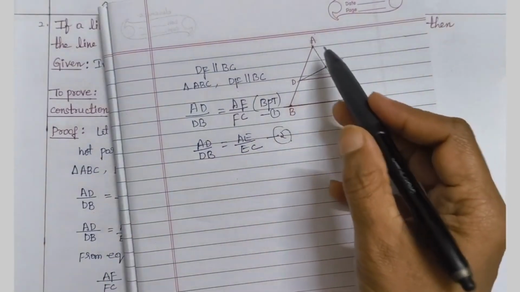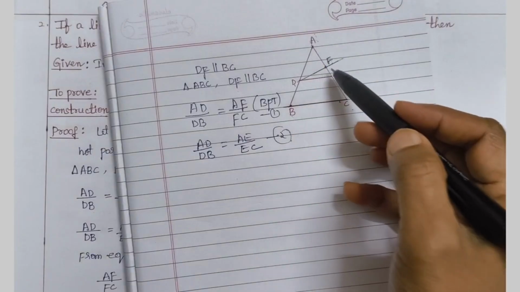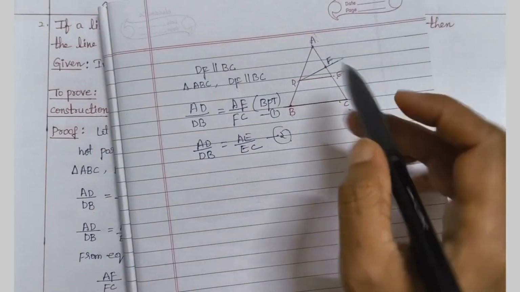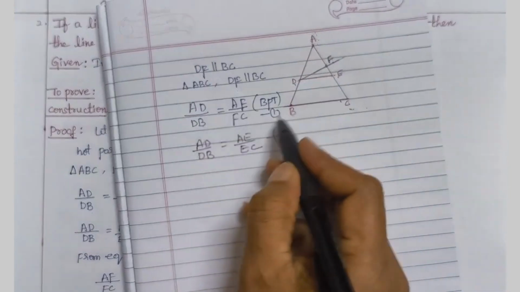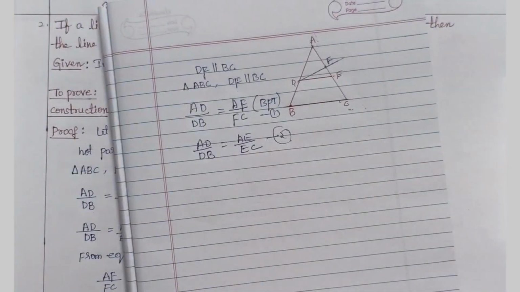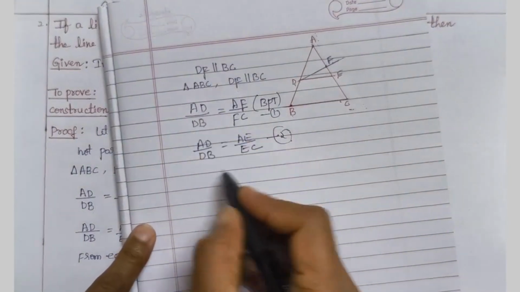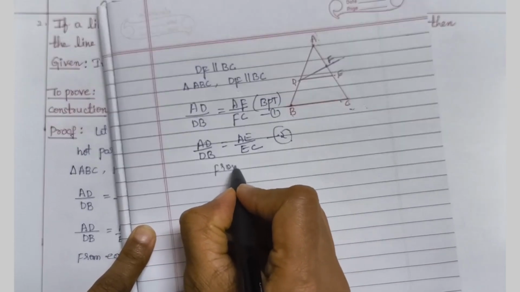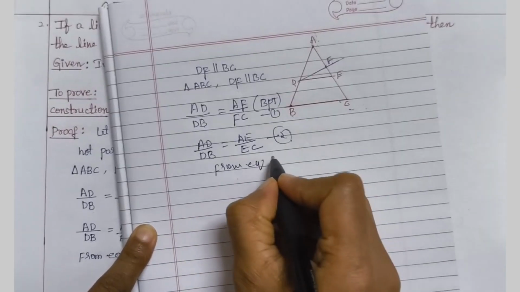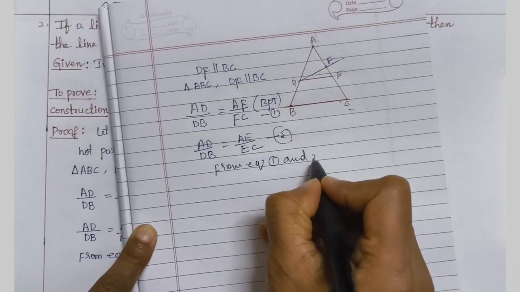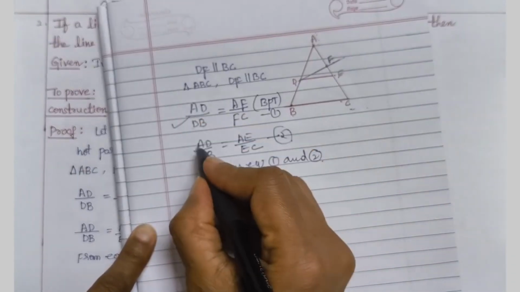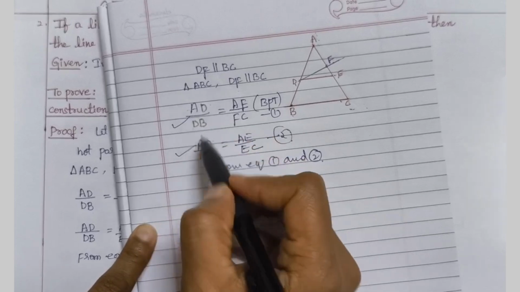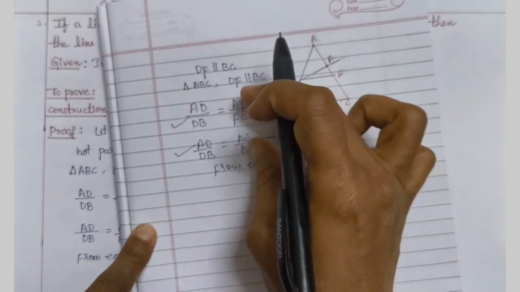So by construction, AD by DB is equal to AF by FC. But what is given in the question? AD by DB is equal to AE by EC. So this is the first equation, this is the second equation. From equation 1 and 2, see here, AD by DB is there, and here also AD by DB is there. So both are the same, which means these two are also equal.